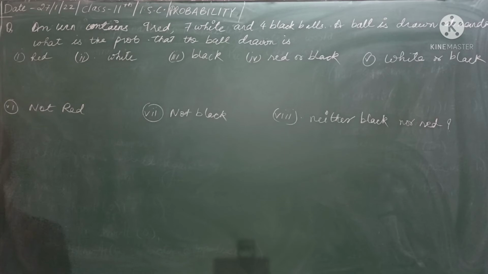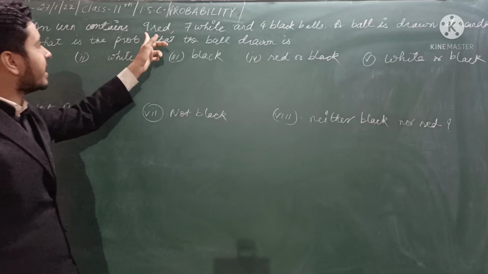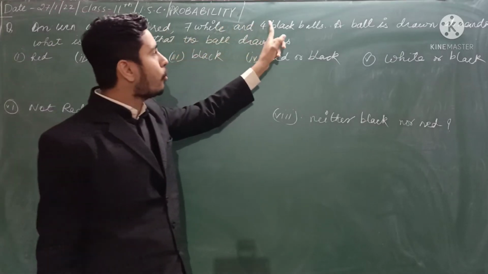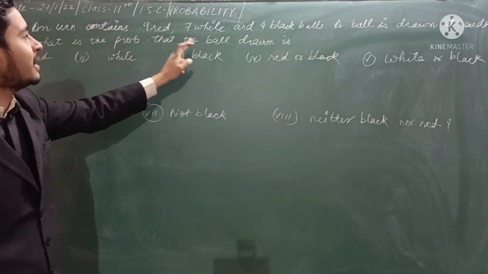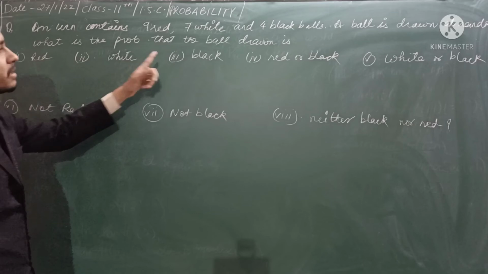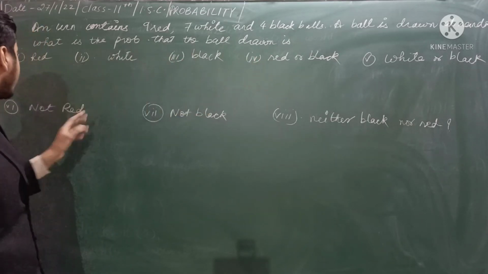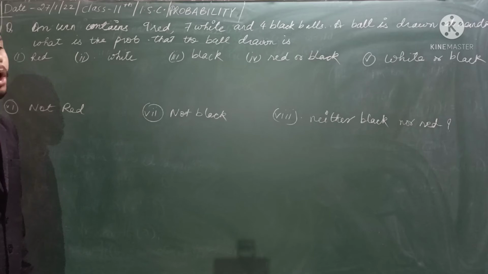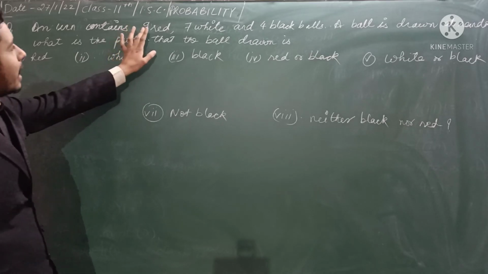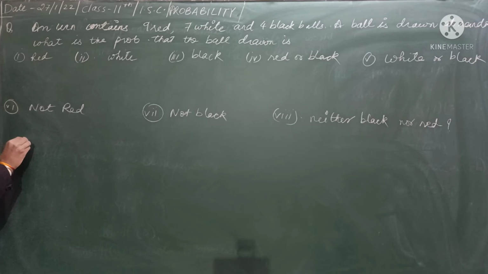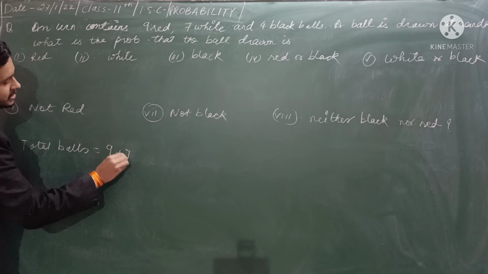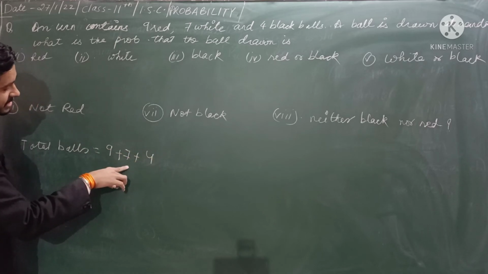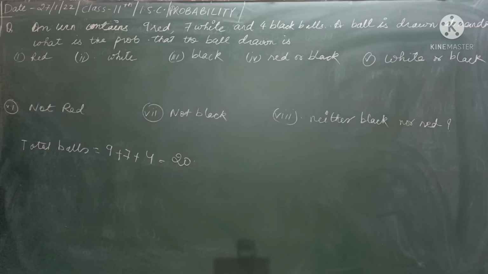A very easy and basic question. Try to understand. An urn contains 9 red, 7 white, 4 black balls. A ball is drawn at random. What is the probability that the ball drawn is red, white, black, red or black, white or black, not red, not black, neither black nor red? In the urn, how many total balls are there? 9 plus 7 is 16, plus 4 is 20. So there are 20 balls.